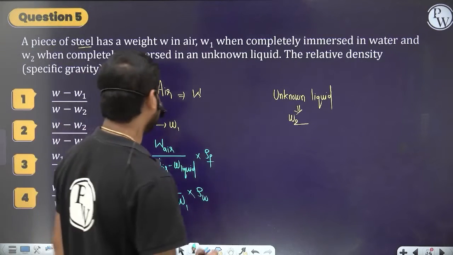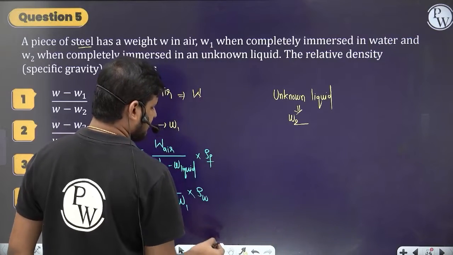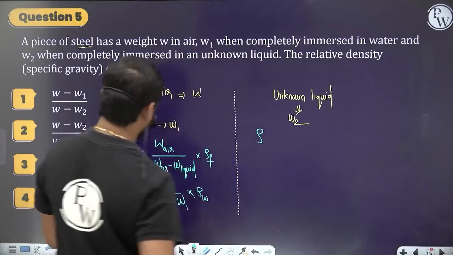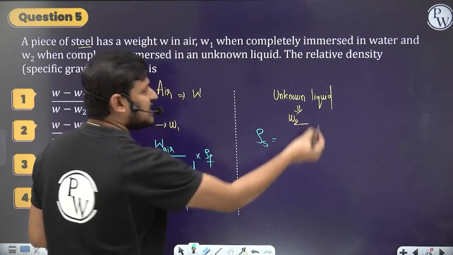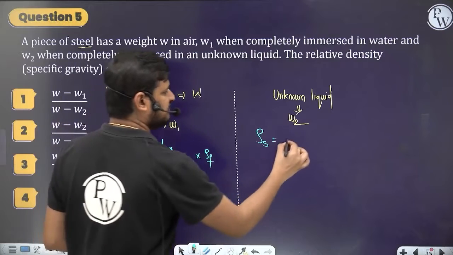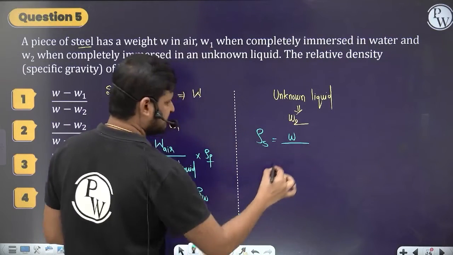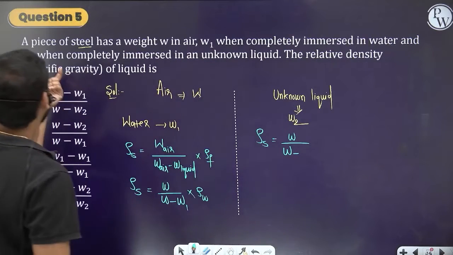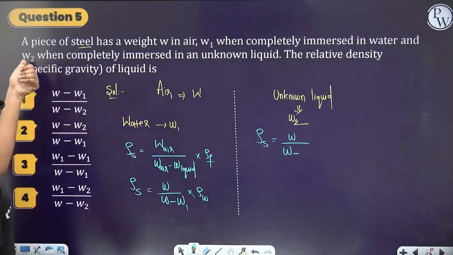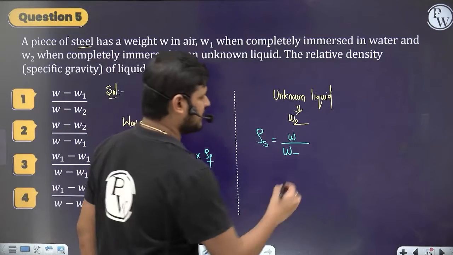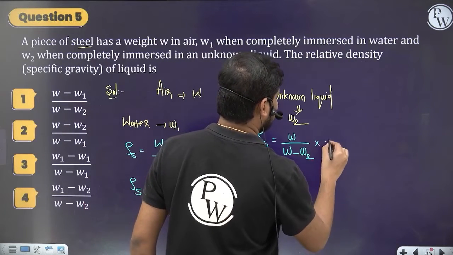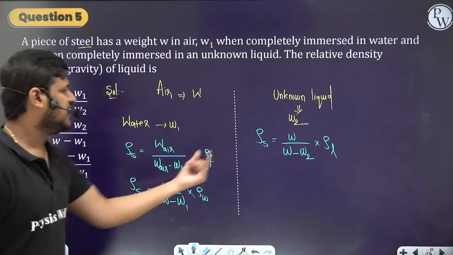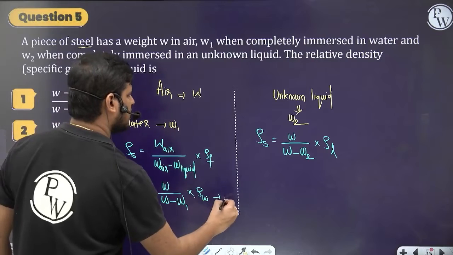Next, I'll apply the same formula here. The density of the same steel when placed in the unknown liquid is equal to W, its weight in air, divided by W minus its weight in the unknown liquid. What is its weight in the unknown liquid? It is W2 when completely immersed, times the density of that liquid, rho L. Here rho S and here rho S; let this be equation 1 and this be equation 2.